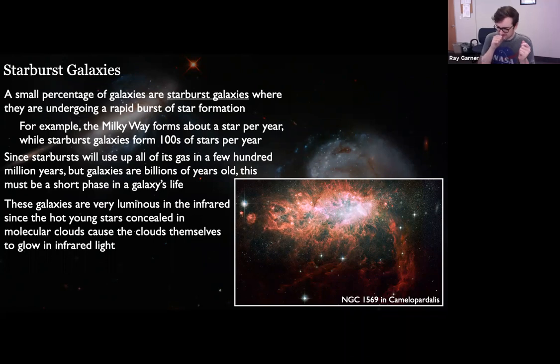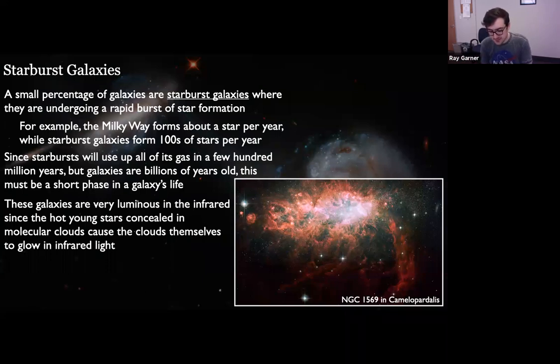The reason we can understand by looking at the infrared is, remember, dust absorbs blue light. It lets red light kind of pass through it, mostly unchanged. And because these are going through tons of bursts of star formation, there's going to be a lot of molecular clouds that are going to conceal the younger stars. So by looking at the infrared, we can actually see the clouds themselves and the stars again.